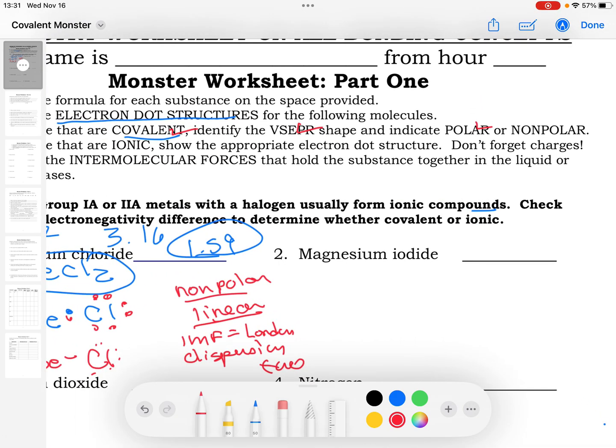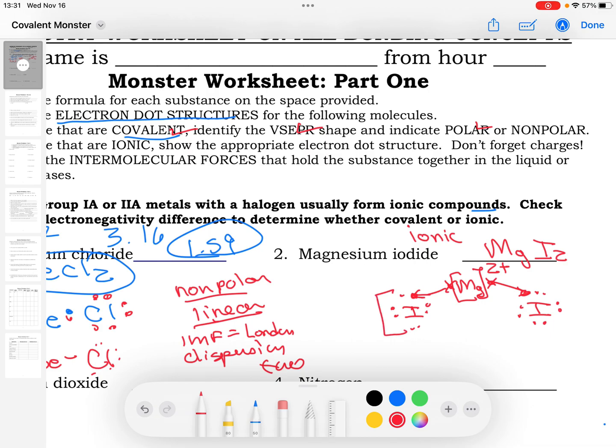Next, magnesium iodide. This is going to be treated as ionic. It's going to be MgI2. If they're ionic, we are going to draw electron dot transfers. So I'm showing the electrons being transferred away from magnesium to iodine, and that's it.